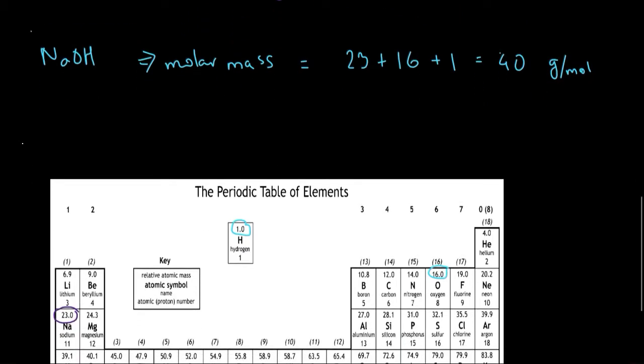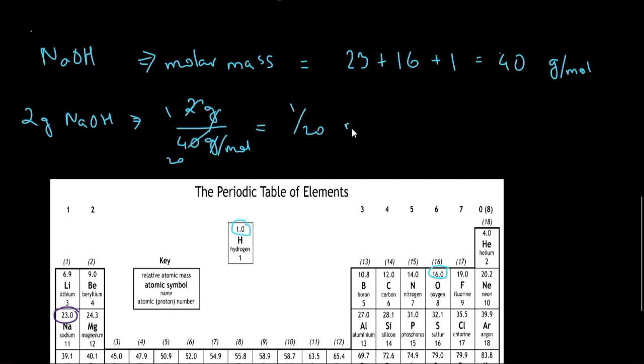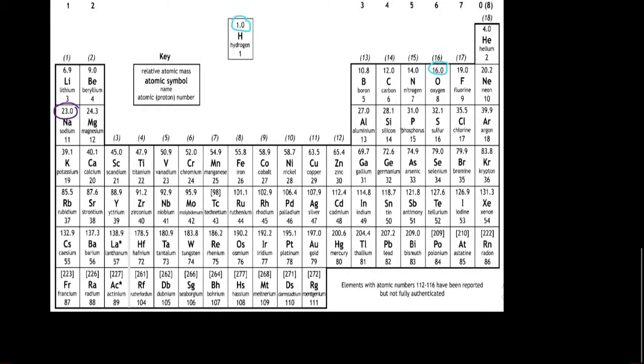So if you were to find the number of moles in, say, 2 grams of NaOH, the way you would do it is, this is the mass, 2 grams of NaOH divided by the molar mass of NaOH, which is 40 grams per mole. Grams cancel out. Simplify it, 2 over 40 is 1 over 20. So you basically have 1/20 moles of NaOH. Is that simple? Okay.